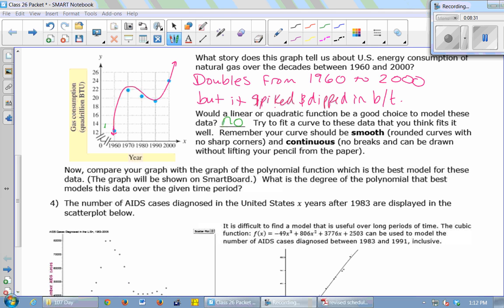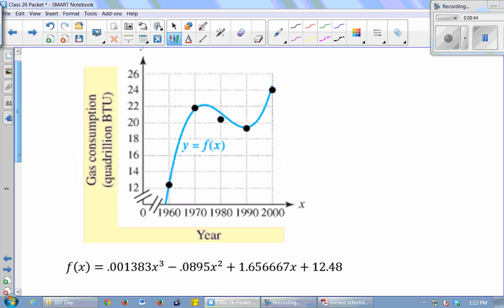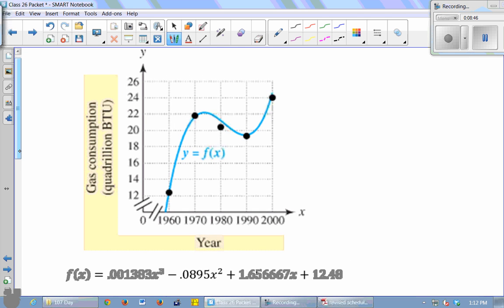So I want to compare this graph that I just drew to the graph of a polynomial function that is the best model for this data. Okay, so I have it on the board here. You don't have it at your seats. It's just up here. Does that look similar to what you drew? Yeah. This is the formula for that curve. It's a polynomial. What is its degree? 3. The highest power on x is a 3.